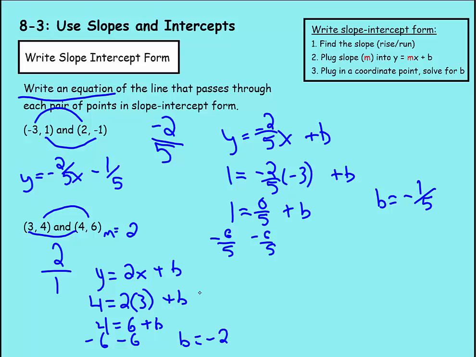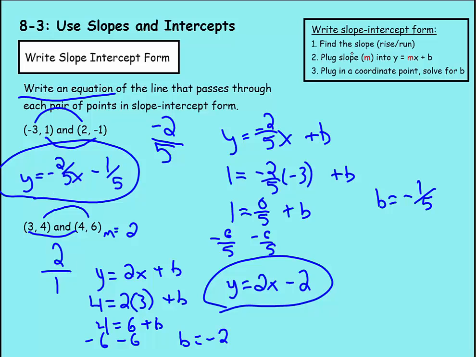So now we have our slope, we have our b. Let's write our equation with both of those. y equals 2 times x plus -2, or minus 2. So here's our two equations that we came up with using these steps.